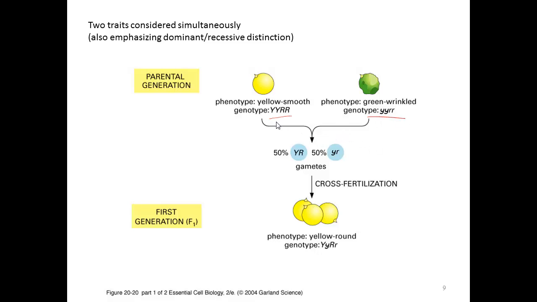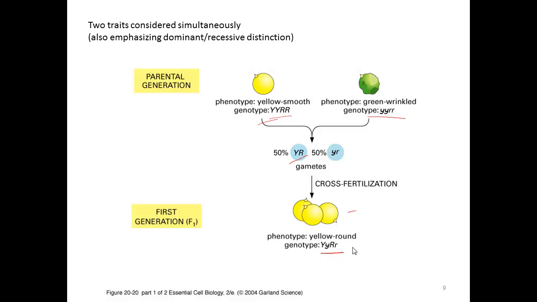The only gamete that can be formed from this plant is a large Y, large R, and the only type of gamete that can be produced from this pea is little y, little r. Now we're going to cross those. We're going to get every plant is going to be big Y, little y, big R, little r. So everything is going to be yellow and round. But now on the next slide, we're going to consider the production of the F2s.